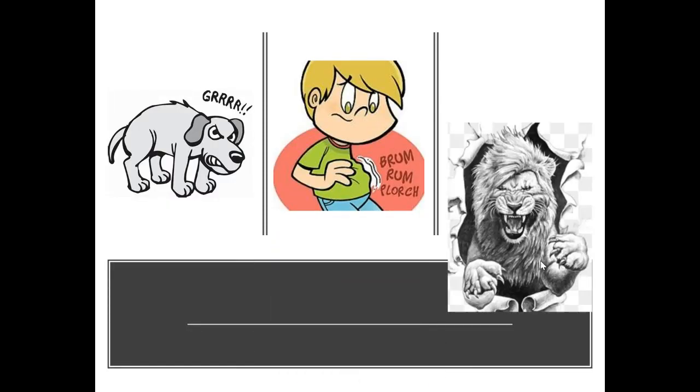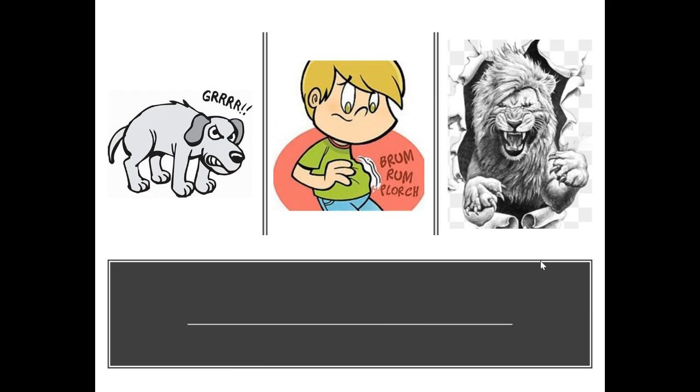Here's the next group of pictures. What do you notice or see? I notice. Well, I notice that this dog is growling, and it looks like this boy's stomach is growling, and it looks like this lion is roaring or growling.